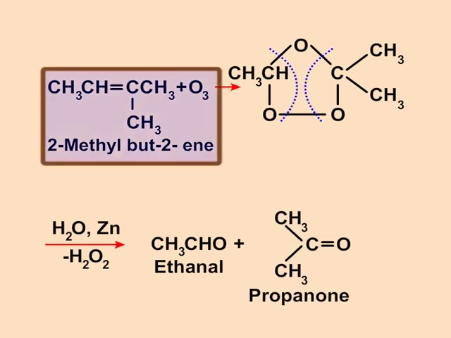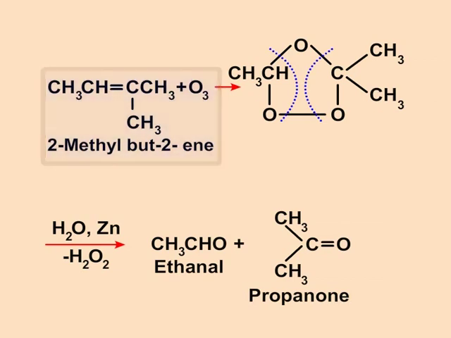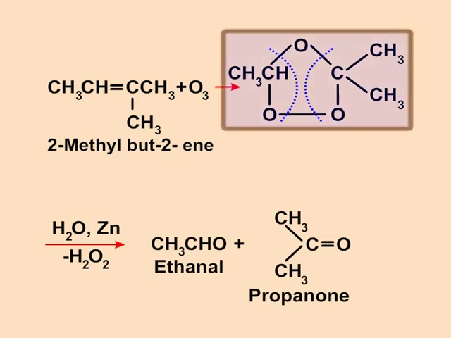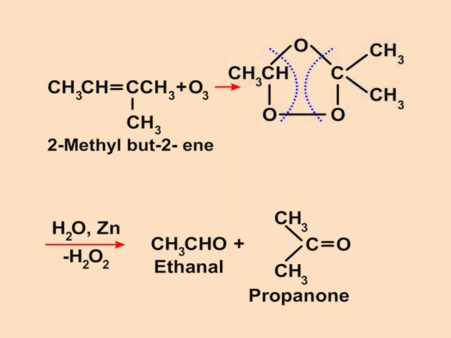2-methyl-but-2-ene reacts with ozone in an inert solvent, carbon tetrachloride, to form ozonide. The ozonide is cleaved by zinc dust and water to form ethanal and propanone.